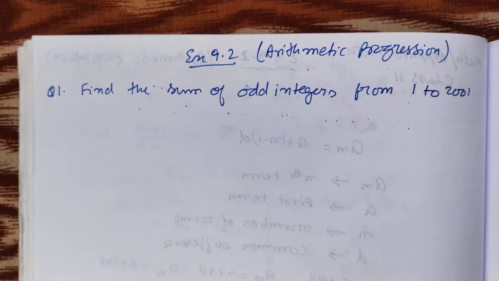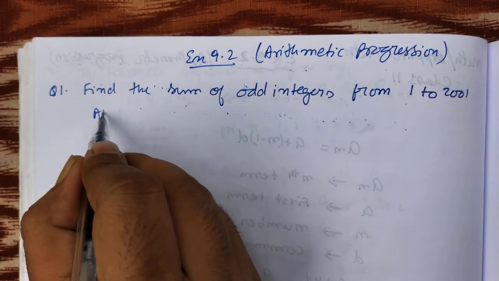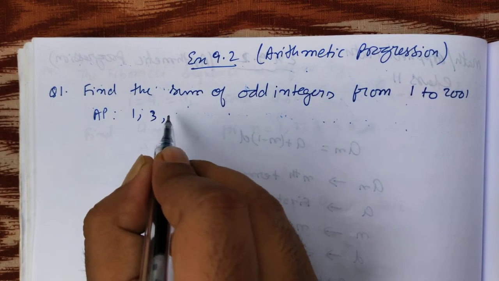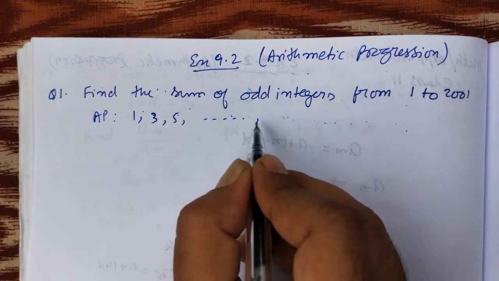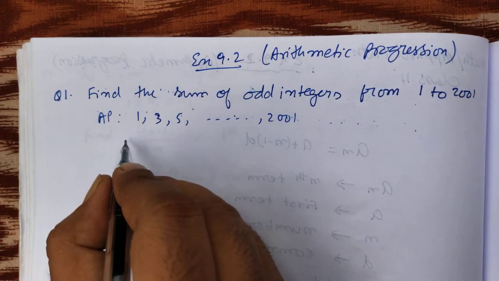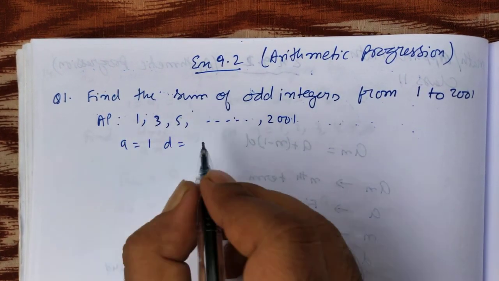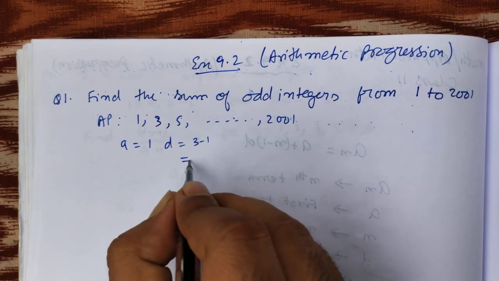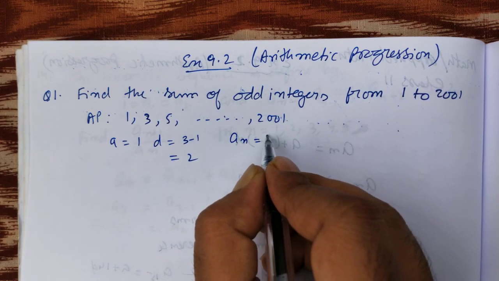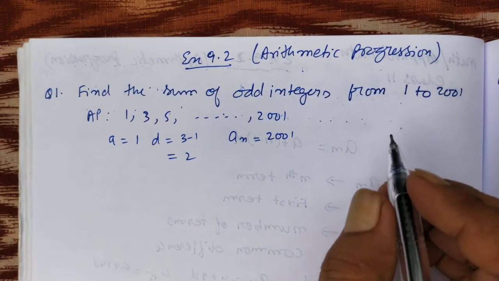Find the sum of the odd integers from 1 to 2001. So your AP will be, they are saying 1 to odd numbers. Okay, so we can write 1, 3, 5, goes on, and the last number will be 2001. 2001 is also an odd number. First find a. d will be second term minus first term, that is 3 minus 1, always 2. And an is given as 2001. So unless you find n, how many terms are there, you cannot find the sum.